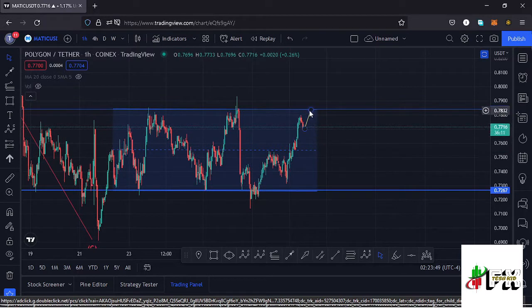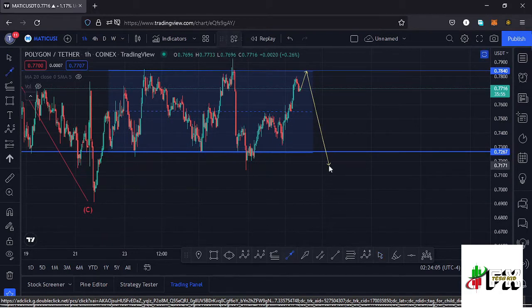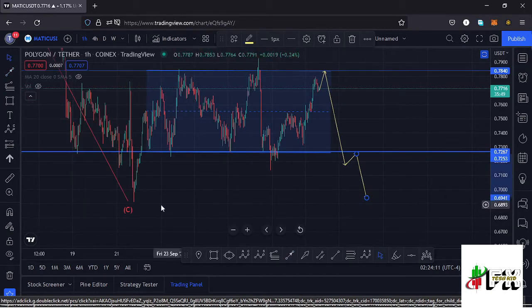That key area of resistance can give us resistance, and we get rejected and see a massive pullback to the lower side, maybe get back to around the $0.72 mark, which is the lower part of the channel, and maybe manage to break out of the channel to the lower side, have a retest of the lower part of the channel or that key area of support, and once that happens, then I would expect us to make a new low below the low that we made at around the $0.69 mark.